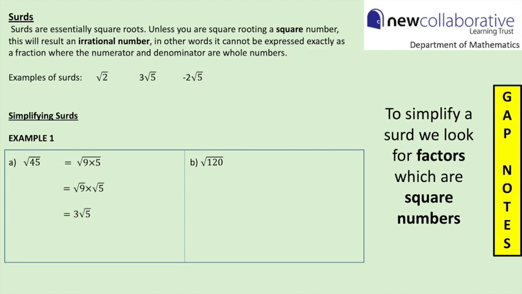Similarly, with the square root of 120, we're looking for a square number which is a factor of 120. Again, we can use 4. So the square root of 120 can be written as the square root of 4 times 30. And since the square root of 4 is 2, that simplifies to 2 root 30.